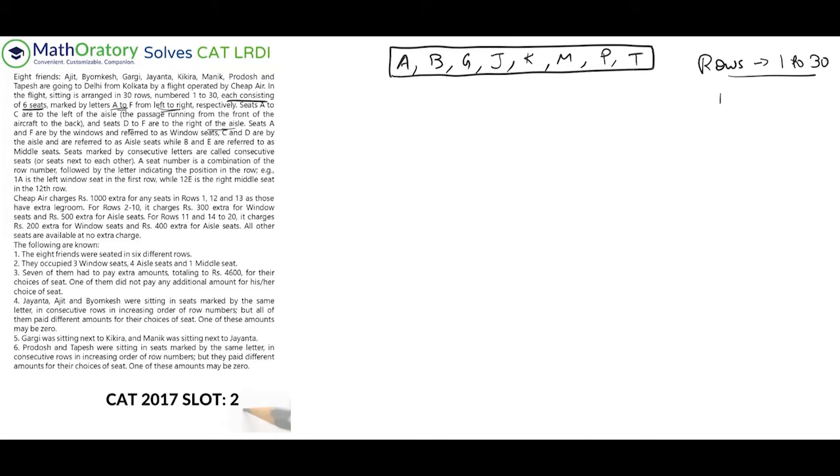And the type of seats, let's say. If we think about the type of seats, there are 3 types, right? If you read this information starting from here, seats A and F are by the windows and referred to as window seats. C and D are by the aisle and known as the aisle seats. And B and E are known as the middle seats. This is the only name I never used, but window seats and aisle seats are common names that you use. So window seats, aisle seats, and middle seats, right?